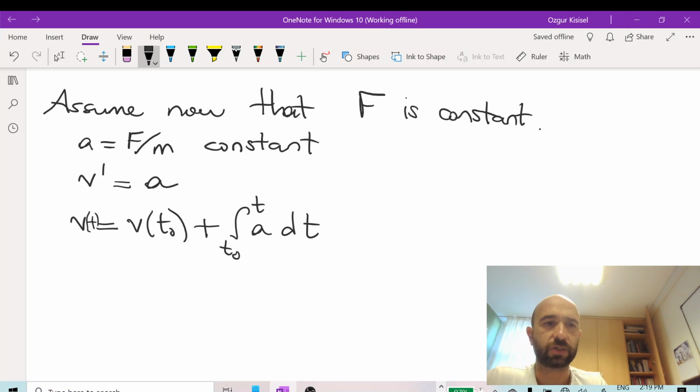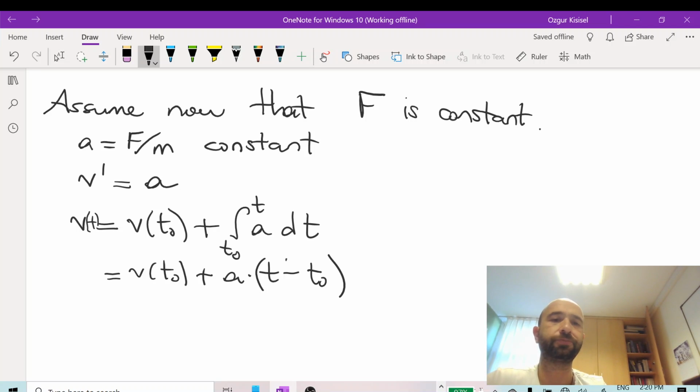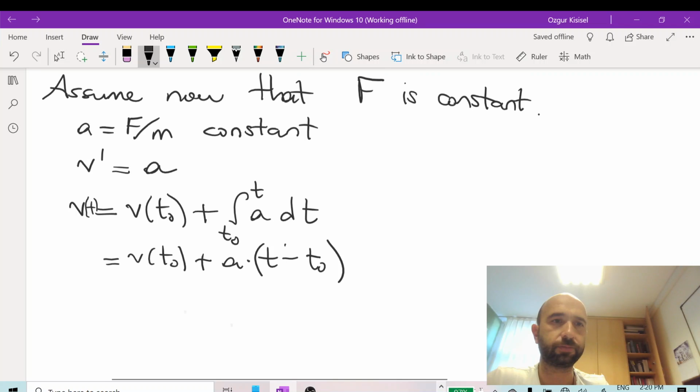Now, if a is constant as assumed, this integral will simply be a times t. I should be careful. This is a t, but the t of the integrand. Then I should evaluate at t and t0, so it should be t minus t0, right? Now it's essential here that a is constant. If a is not constant, then you cannot integrate a like this, then you would have a totally different situation.